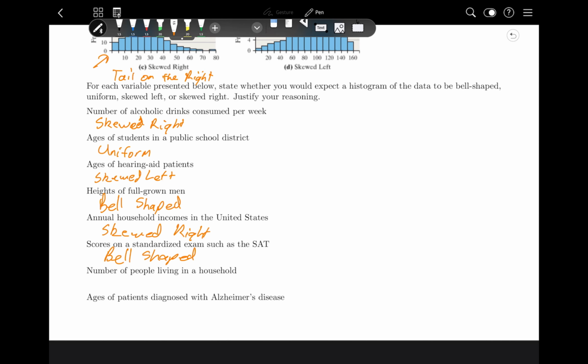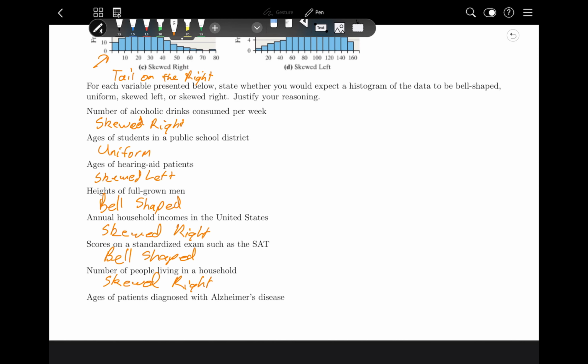Number of people living in a household. I would also expect this to be skewed right, because once again, in most households there's going to be somewhere between 1 and 5 people. But then there are some people like the 19 and counting people, or whatever their show's called, where they have like 20-some people living in a house, or 19 people living in a house. So that's going to skew that data on the large side, which is to the right.